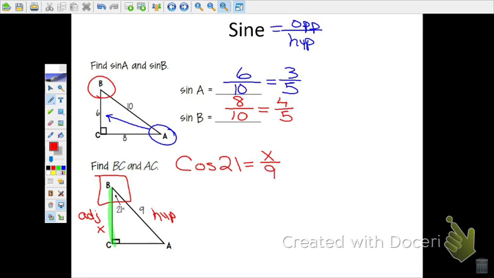Okay, so we want to find X. How do I get that X all by itself? I'm going to multiply by 9 instead of divide. So now I have X equals 9 times cosine of 21. Now we're going to use our calculators.